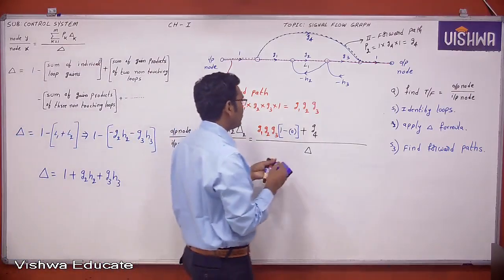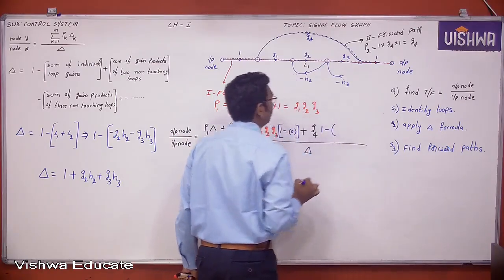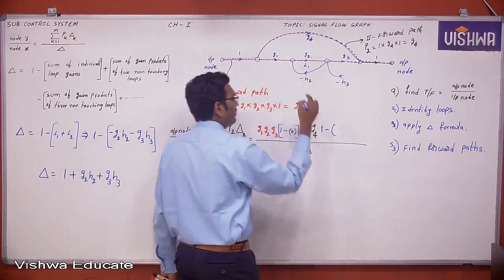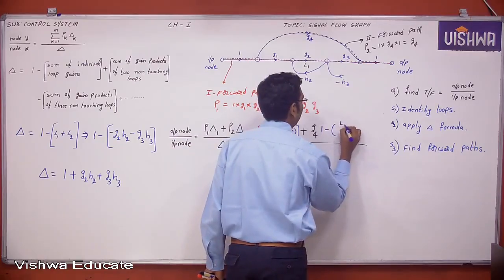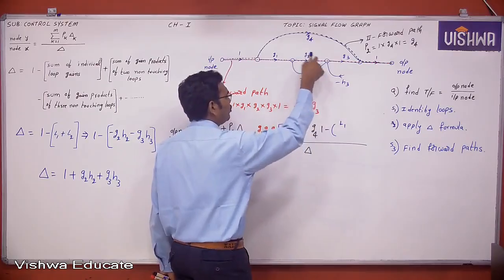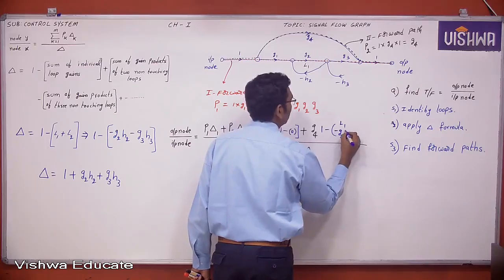Now, 1 minus the sum of individual loop gains. Here, 1 minus L1. What is L1? Minus G2 H2.